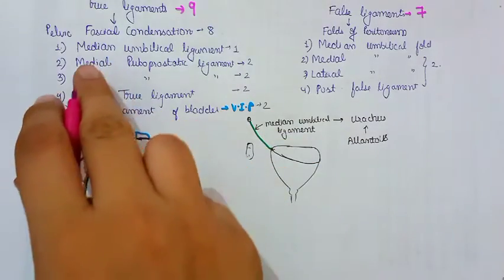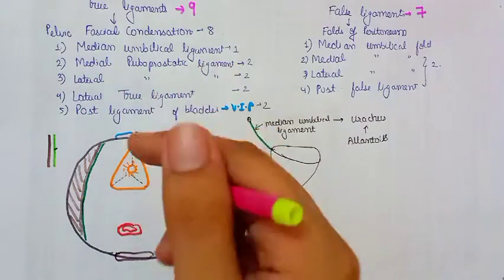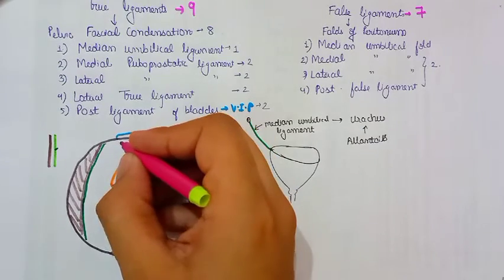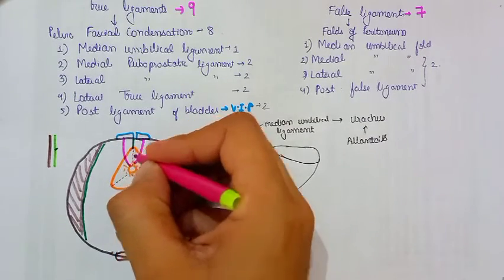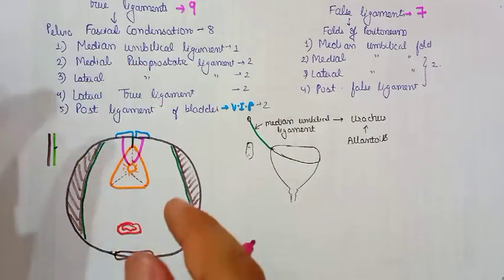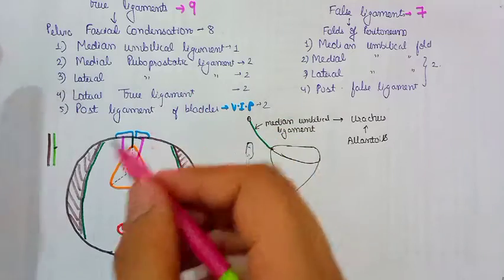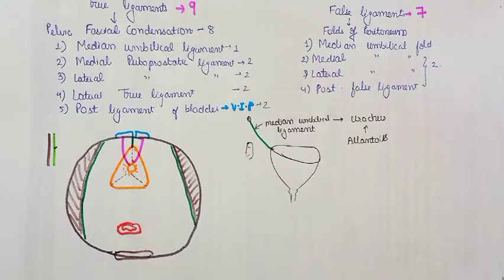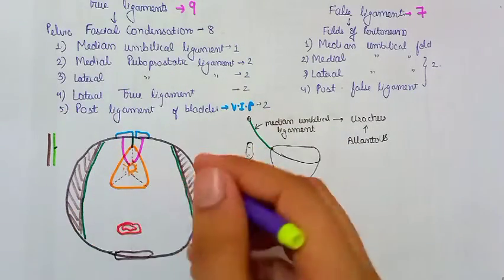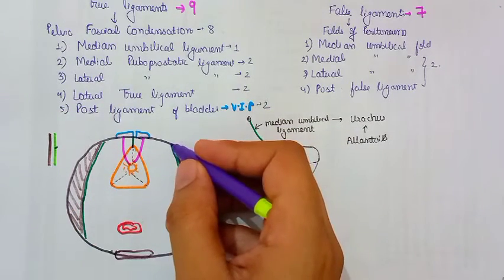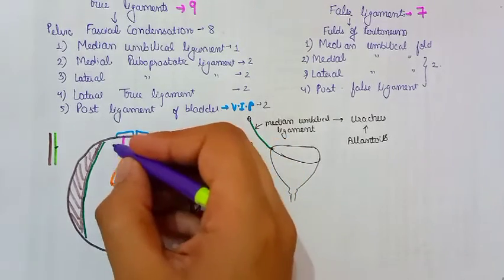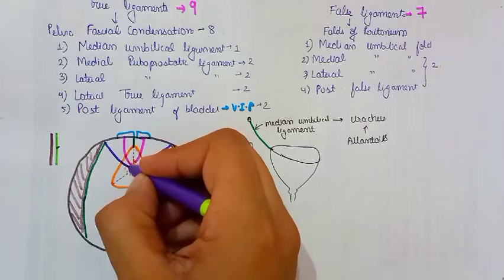Now let's draw the medial pubovesical ligament. It originates from the neck of the bladder to the pubic symphysis on both sides. So the medial pubovesical ligament originates from where? From the neck till the pubic symphysis. The lateral pubovesical ligament, the third one, originates from the neck of the bladder till the anterior end of the tendinous arch. So this is the lateral pubovesical ligament.